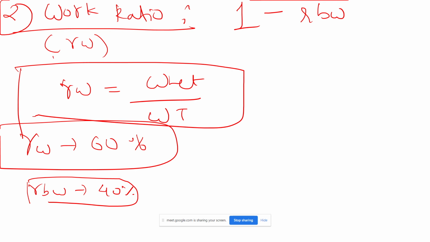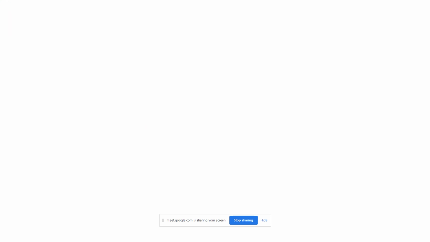Now we will directly go to the efficiency. How to calculate the efficiency?